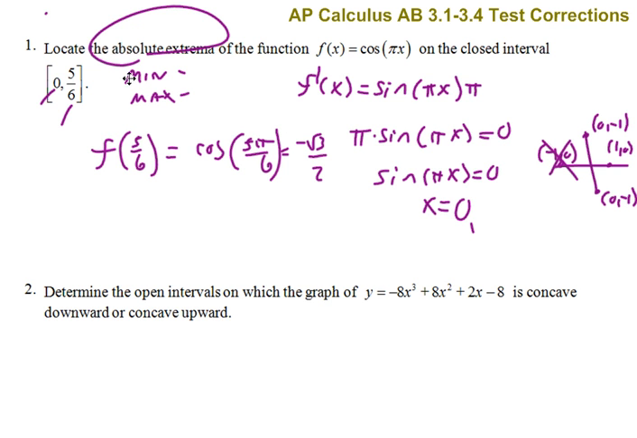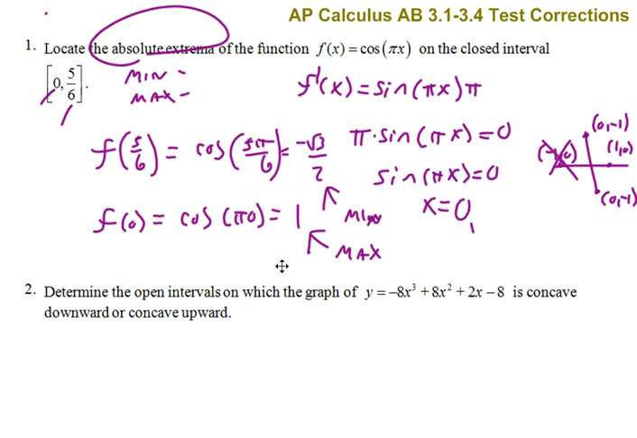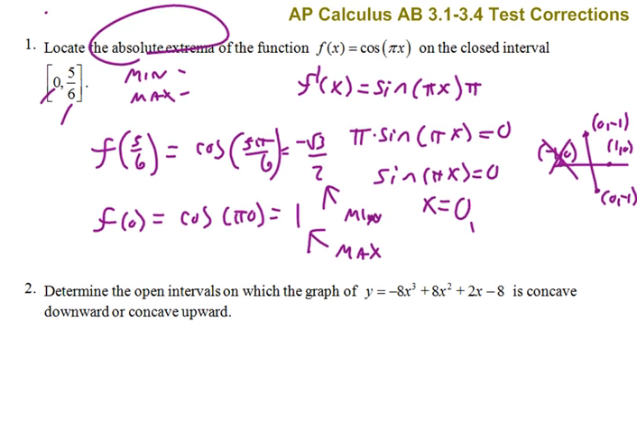And lastly, f of 0. So that's cosine of pi times 0. Well, pi times 0 is 0, and cosine of 0 is 1. So hopefully the answer is kind of obvious here. 1 is bigger than negative root 3 over 2. So this right here is what we would call our maximum. And we will call this dude right here our minimum. And that concludes that right there. Moving along.